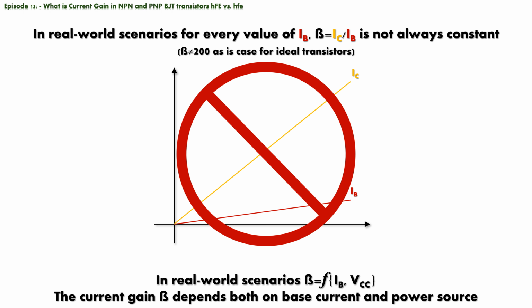To make things more interesting, not only does beta change with regard to base current, but it also changes depending on the value of the power source used in the transistor circuit. For the same base current, when using different power sources, the collector current changes as well. In real-world scenarios, beta is both base current and power source dependent.